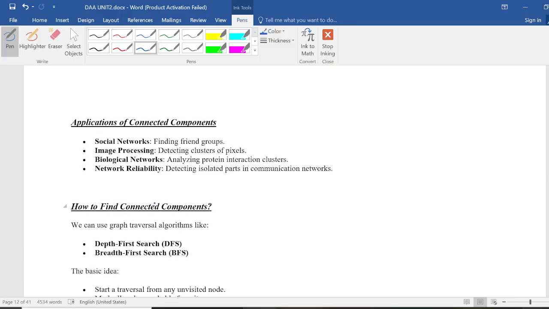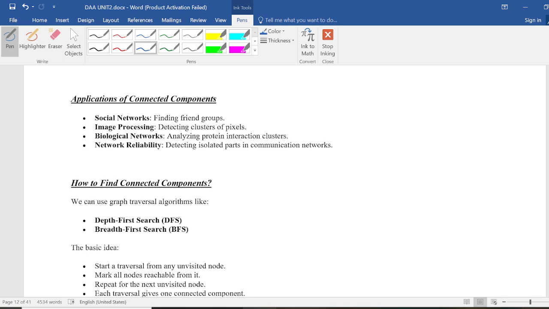So what are the applications of connected components? Connected components can be used in social networks. They can help identify groups of users who are directly or indirectly connected. Using connected components, we can tell who are fully connected and who are not at all connected.